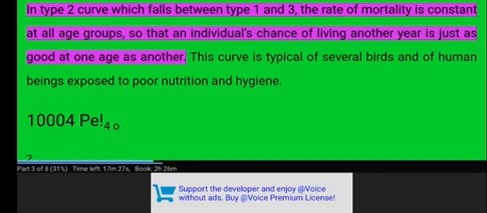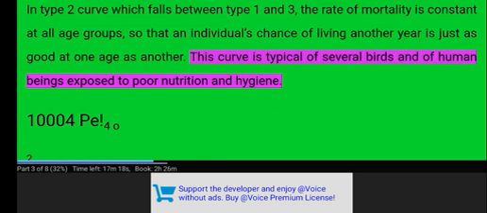In the type 2 curve, which falls between type 1 and 3, the rate of mortality is constant at all age groups, so that an individual's chance of living another year is just as good at one age as another. This curve is typical of several birds and of human beings exposed to poor nutrition and hygiene.